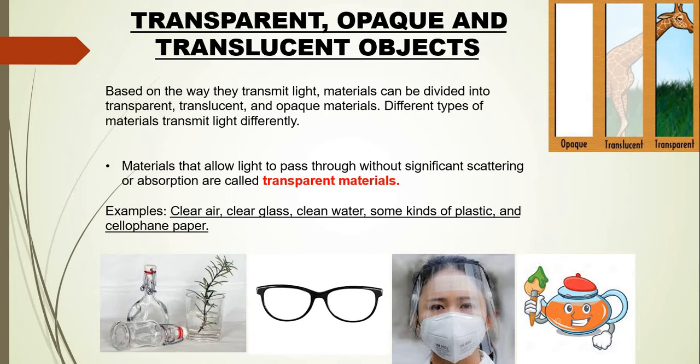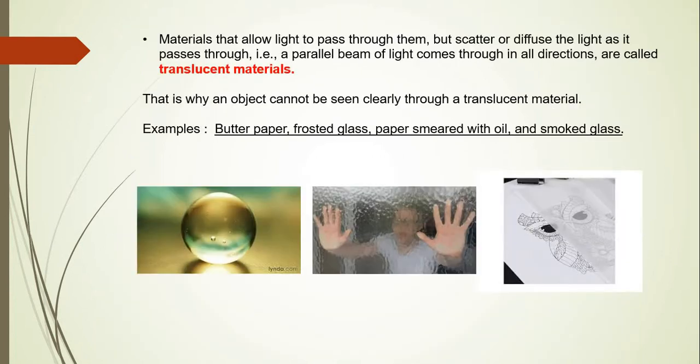So the backside is seen clearly. As you can see here, that is clear air. Air is also a transparent material. Even the clear glass, clean water, some kinds of plastic, and even the cellophane paper. These all are transparent materials. Okay. Now coming to the translucent material.